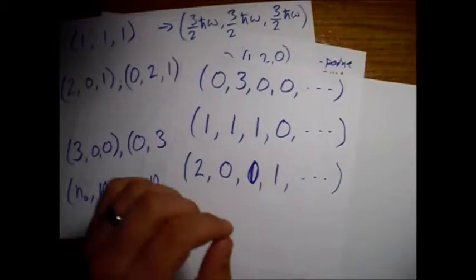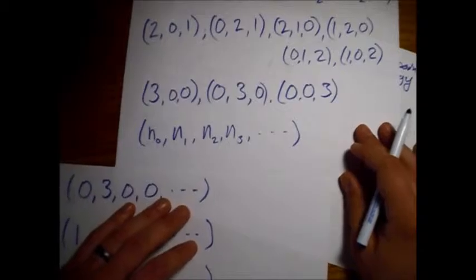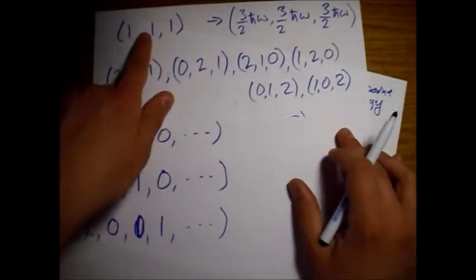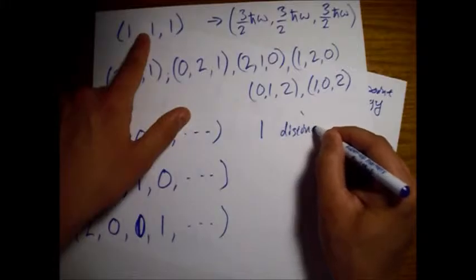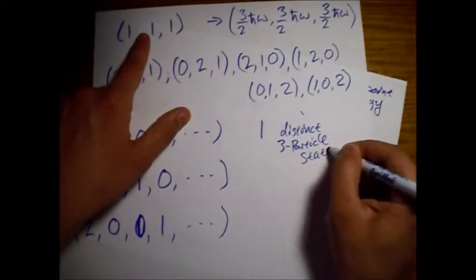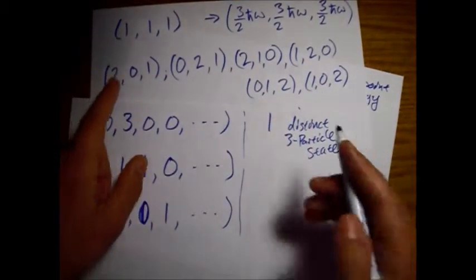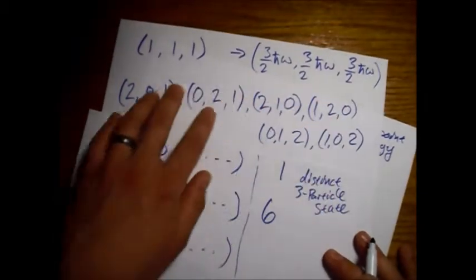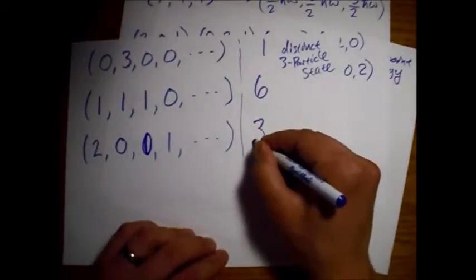What are the possible occupation number configurations? They're these. How many distinct 3-particle states are there for each one? All right, so this one, there's only one way to write that, right? One distinct 3-particle state. Okay. All right, and then for this one, 1, 2, 3, 4, 5, 6. There are 6 distinct ways of writing this configuration right here. 6 distinct 3-particle states. And then this last one, we have 1, 2, 3. So, right?